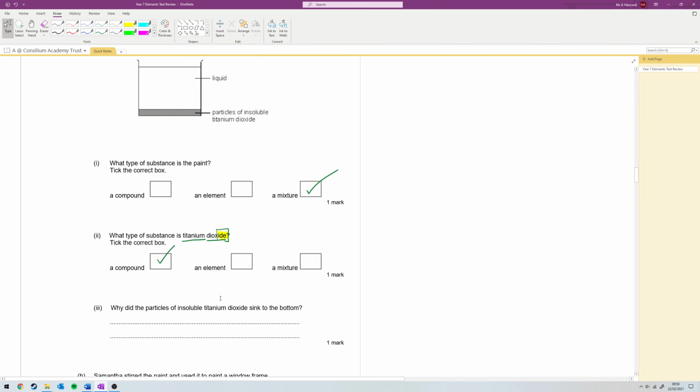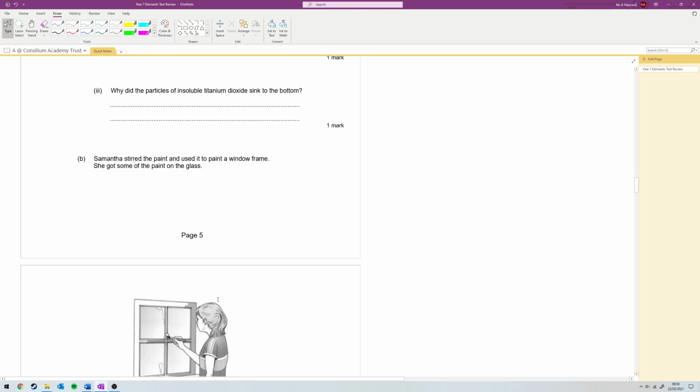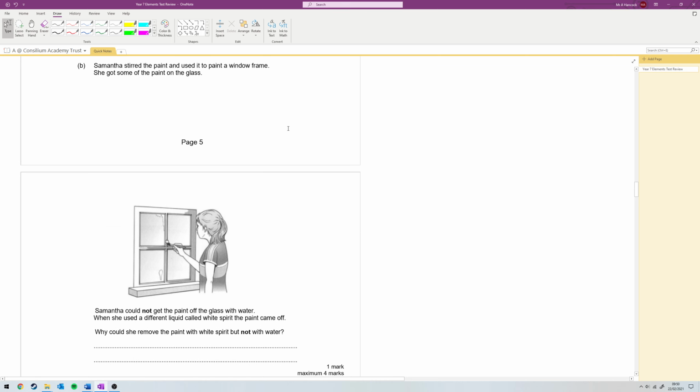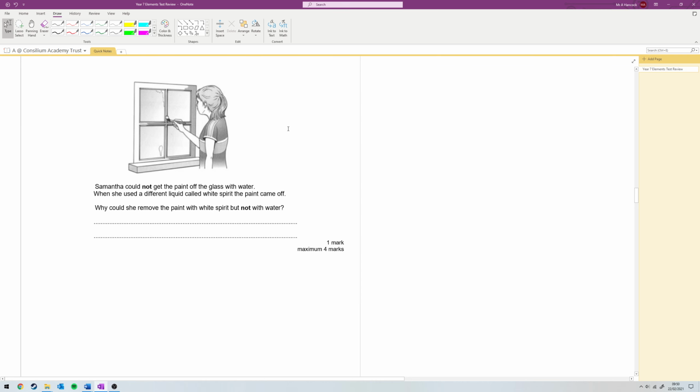Why did the particles of insoluble titanium dioxide sink to the bottom? You need to say, I would have said that it is more dense. And it has to be density. You can't say anything's heavier, you have to say that this is more or higher density. Okay, the titanium dioxide has a higher density than the liquid. Or the liquid has a lower density than the titanium dioxide.